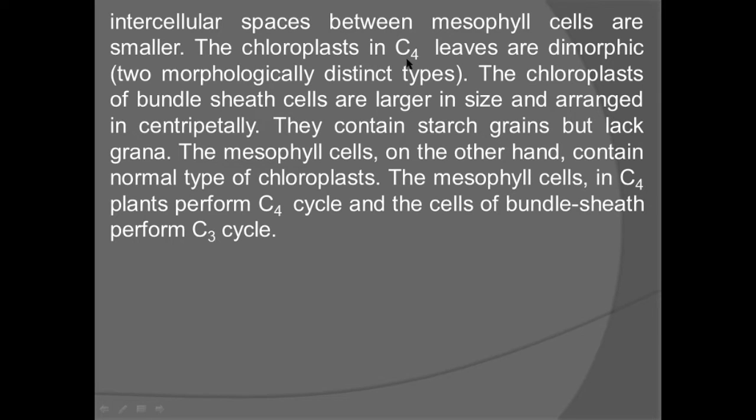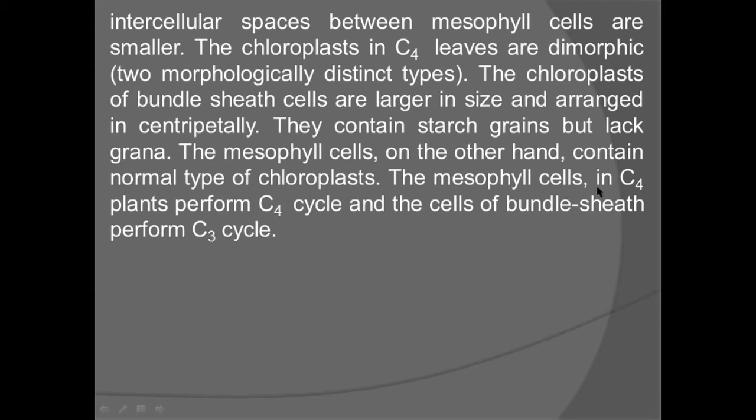The chloroplasts in C4 leaves are dimorphic, two morphologically distinct types. The chloroplasts of bundle sheath cells are larger in size and arranged centripetally. They contain starch grains but lack grana. The mesophyll cells, on the other hand, contain normal type of chloroplast.